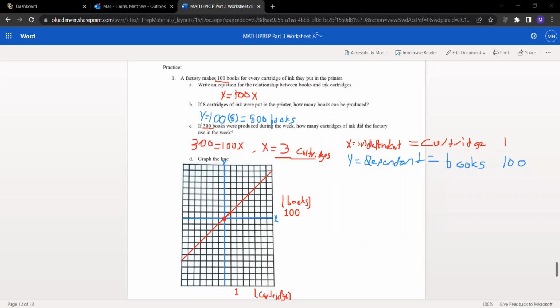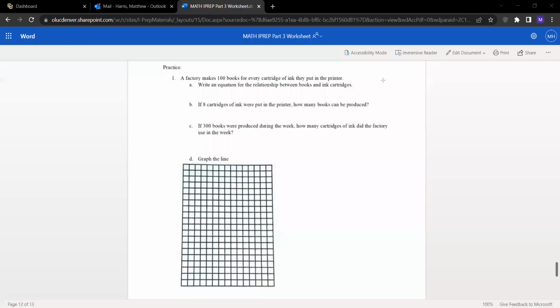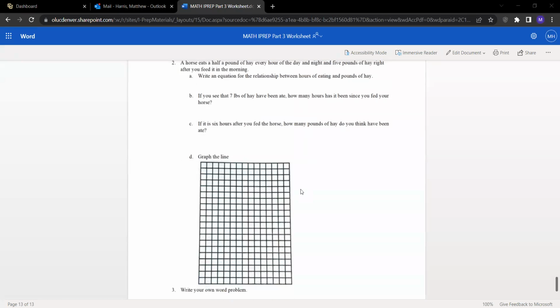And there you go. So we have our equation, y equals 100x. We have our lines, and we are good to go. So that is the first problem. Let's go ahead and move on to part 2.